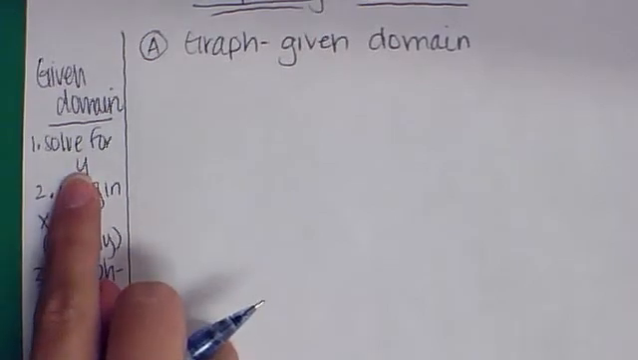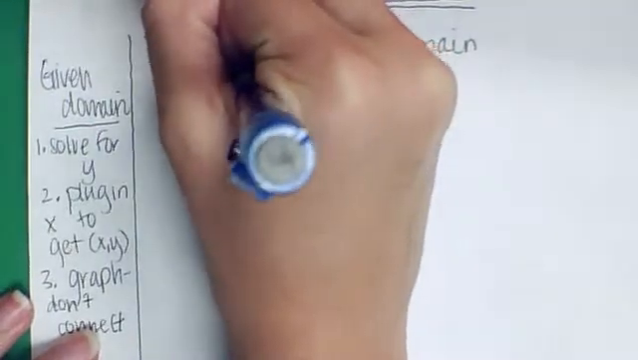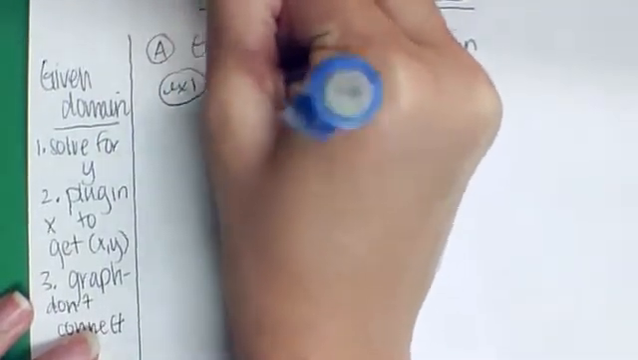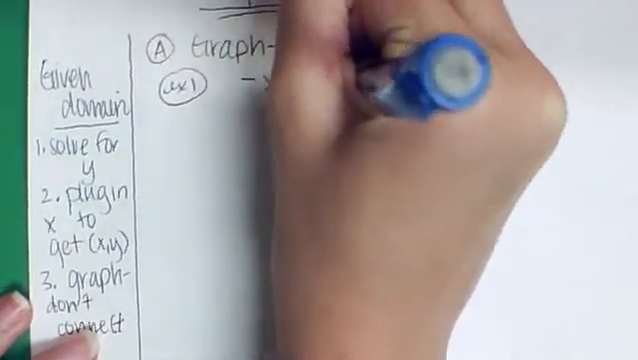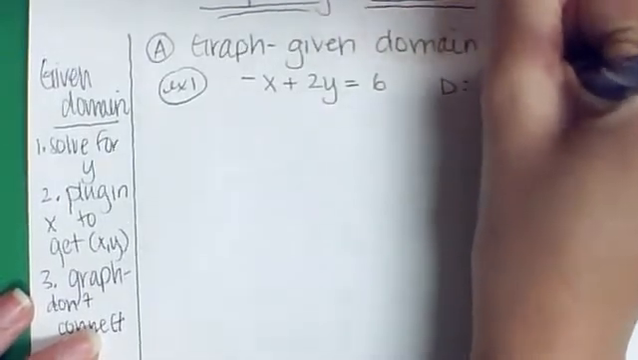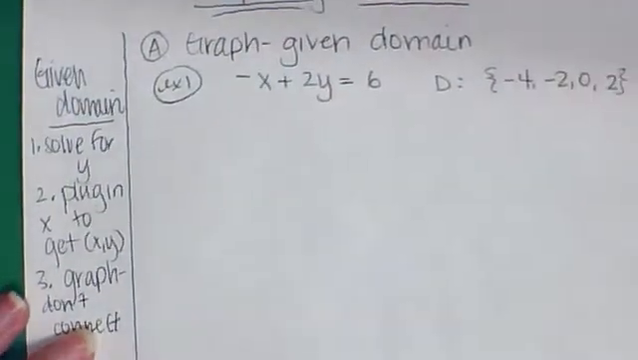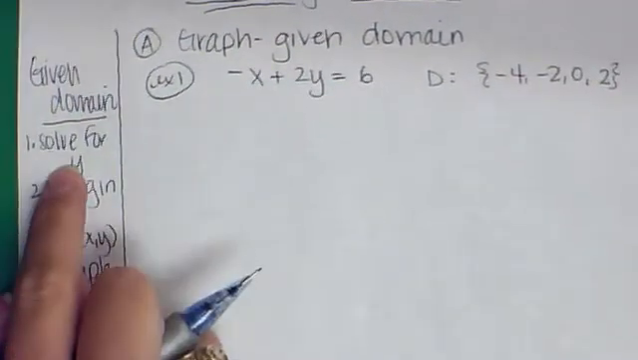First, you're going to solve for y in the equation. So, for example, number 1, if negative x plus 2y equals 6 is the problem that you're given, and the domain is negative 4, negative 2, 0, and 2. Okay, we've got all of our information. So, step 1, solve for y.